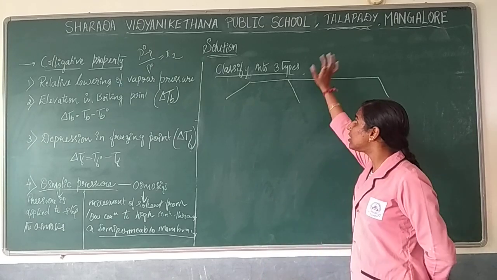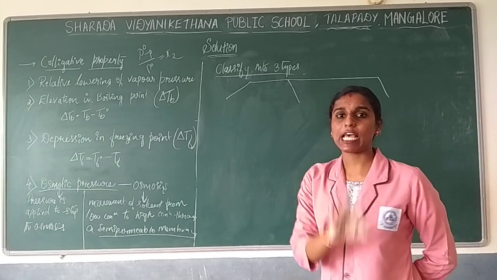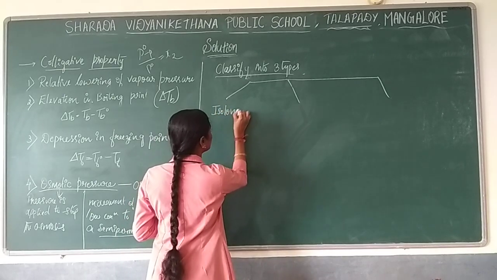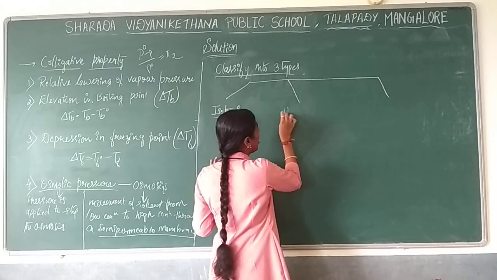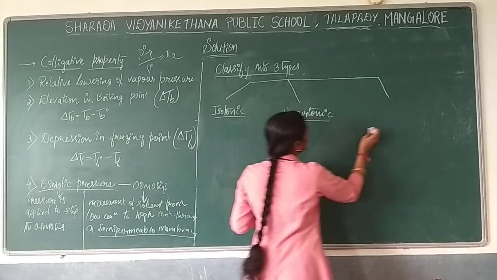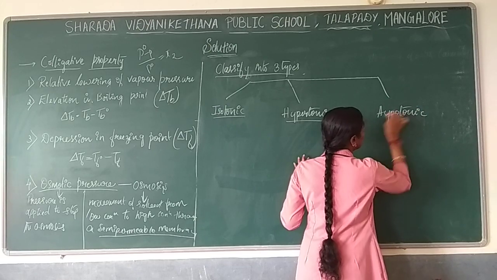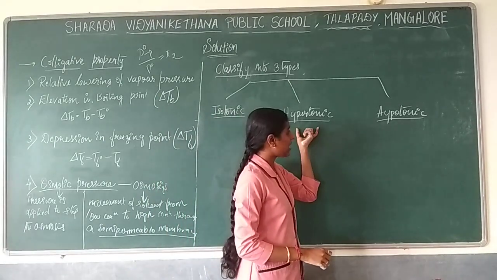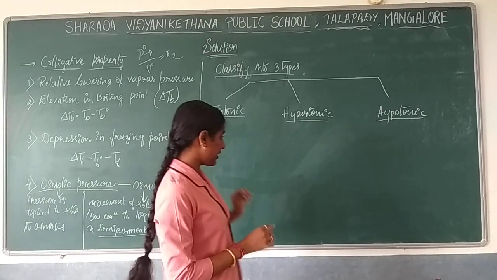Now next we will go for classification with the osmotic pressure. Generally it has three types. The first one is known as isotonic solution. Three kinds of solution will be seen here: isotonic solution, hypertonic solution, and hypotonic solution. So these are the three types. One is known as isotonic solution, another is known as hypertonic solution, and the third one is known as hypotonic solution.